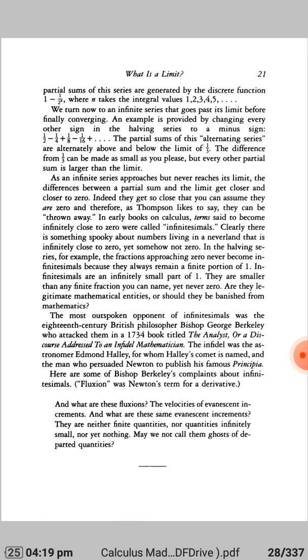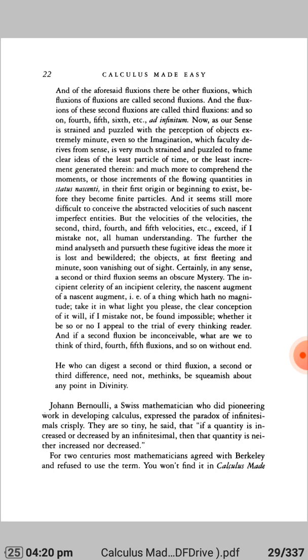And what are these fluxions? The velocities of evanescent increments. And what are these same evanescent increments? They are neither finite quantities, nor quantities infinitely small, nor yet nothing. May we not call them ghosts of departed quantities? And of the aforesaid fluxions, there be other fluxions, which are called second fluxions, and the fluxions of the second fluxions are called third fluxions, and so on, fourth, fifth, sixth, etc.